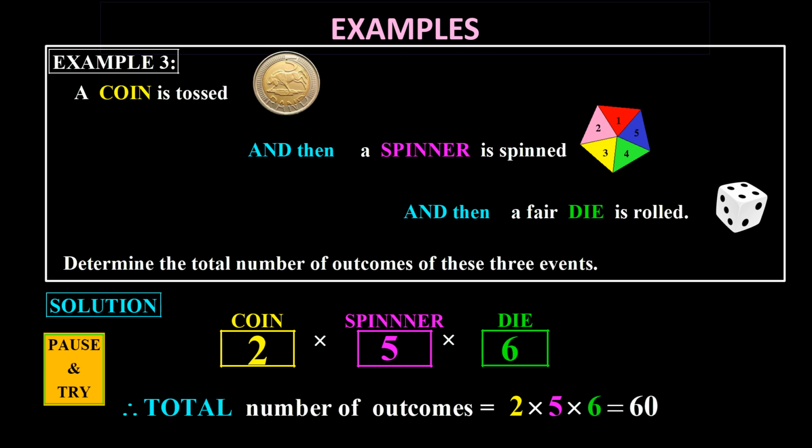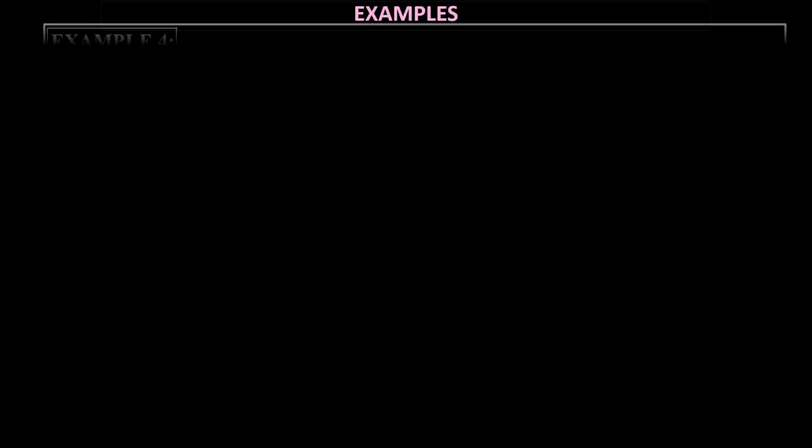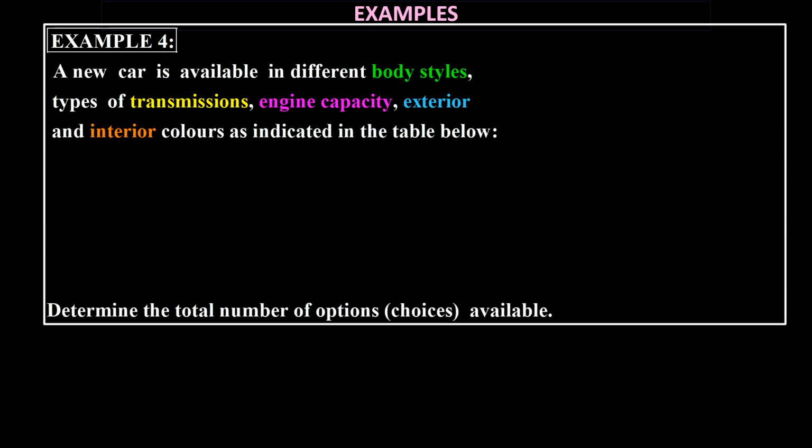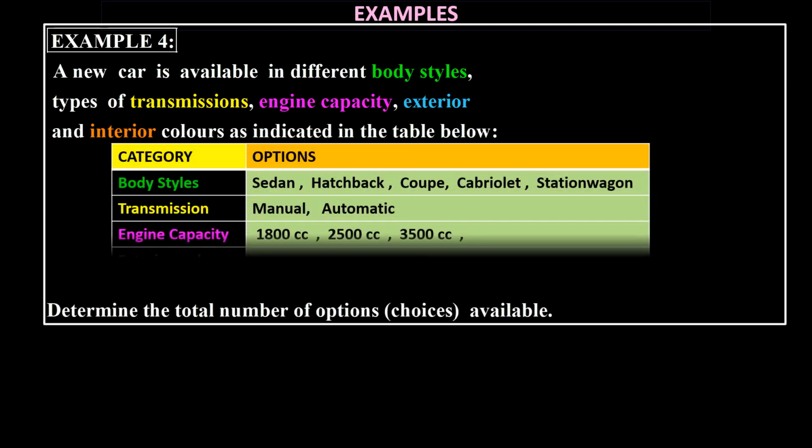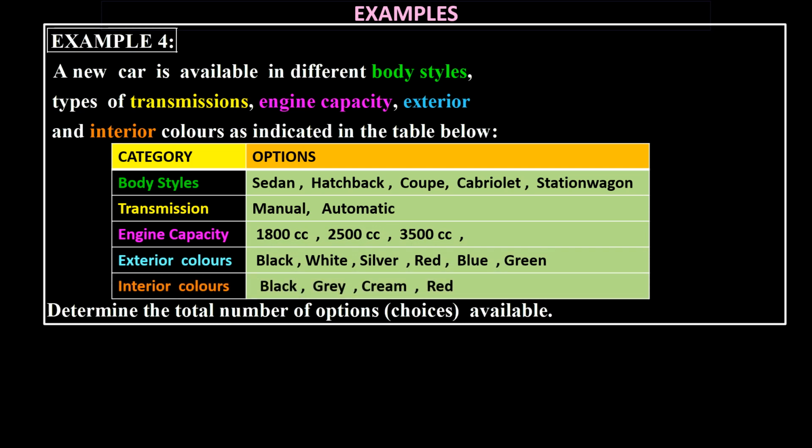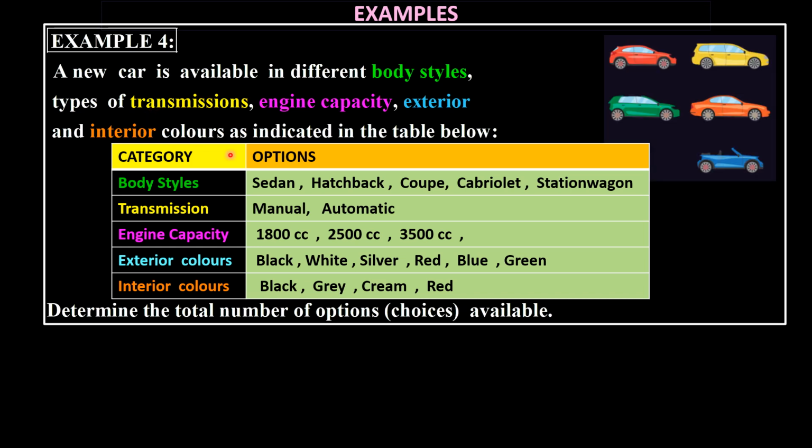So we're going to look at another one for you to try as well. Now let's look at another one for you to apply the fundamental counting principle. A new car is available in different body styles, different transmissions, engine capacity, and exterior and interior colors, and all of this here is tabulated here. So we can see there we have body styles. You can see there's a cabriolet, there's the station wagon and the hatchback and the sedan, etc. Right? So we want to determine the total number of options or choices available based on this information here.